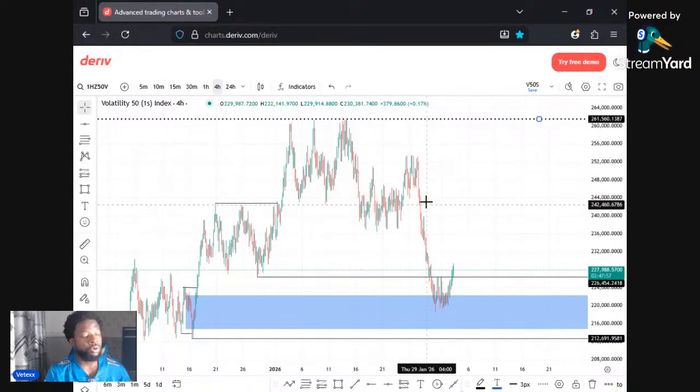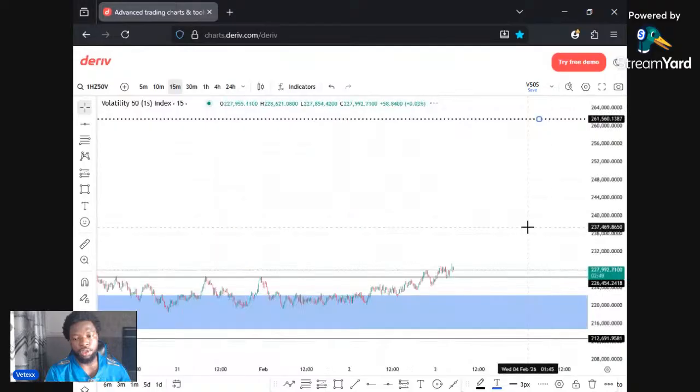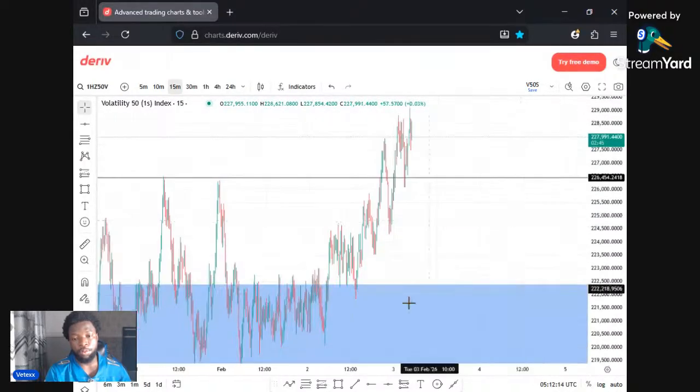Now what do we do? We go down to the 15 minutes time frame and look for what? Continuation. When we see continuation, we'll mark it out and then we'll start anticipating the trade to come to our POI. So once it comes to our POI, gives us our confirmation, we can take the trade.